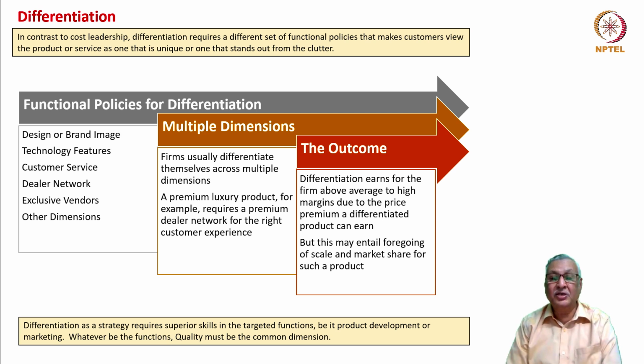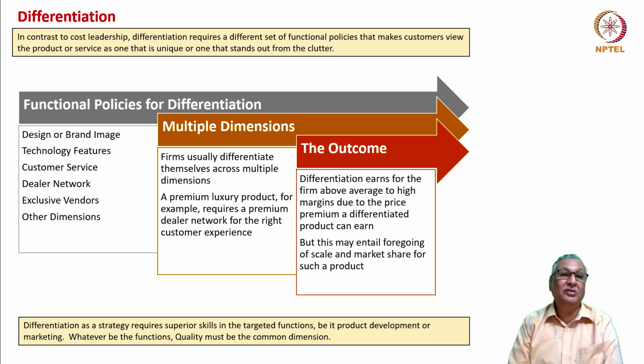But this may also entail foregoing of scale and market share for such a product. As a strategy, differentiation requires superior skills in the targeted functions, be it product development or marketing, and not necessarily in manufacturing. Whatever be the functions, quality must be the common dimension. If you want the best fit possible of all the components, even manufacturing may be required. That is, manufacturing perfection could be a differentiator for a company.